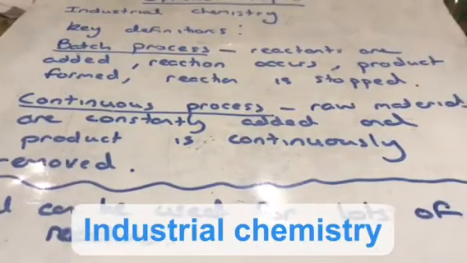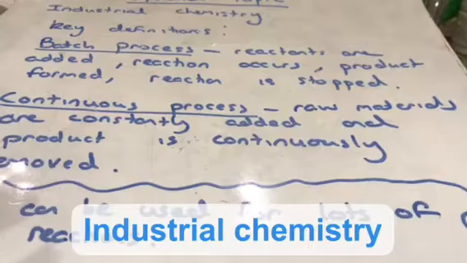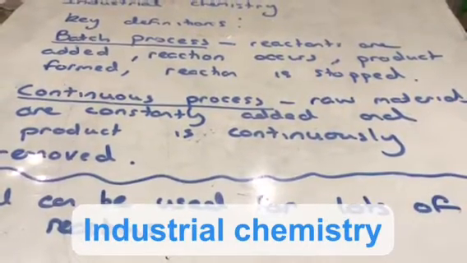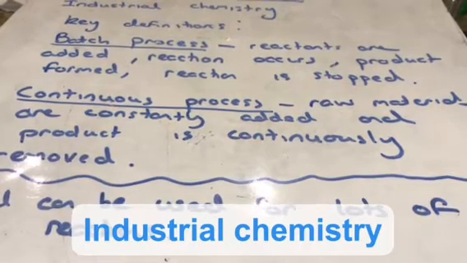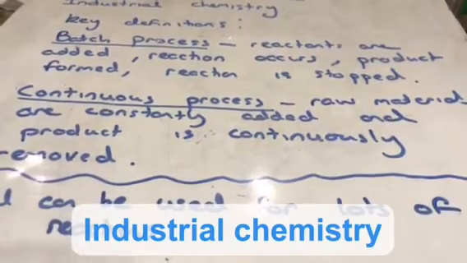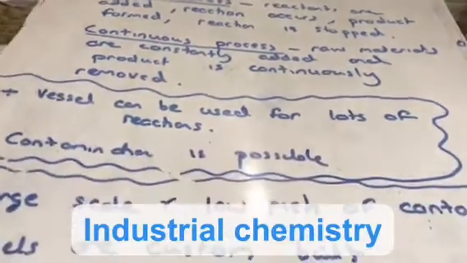Continuous processes are more expensive, they're more difficult to do, and they occur usually in larger companies, okay? And raw materials are continuously added and the product is continuously formed and removed, okay? So it's done where you're making something that's very valuable on a really large scale, and you want product constantly produced, okay? Now let's look at the positives and negatives there before we move on.